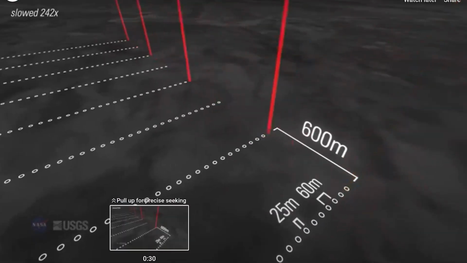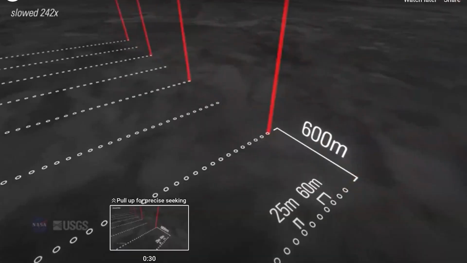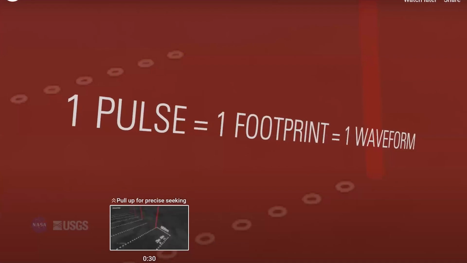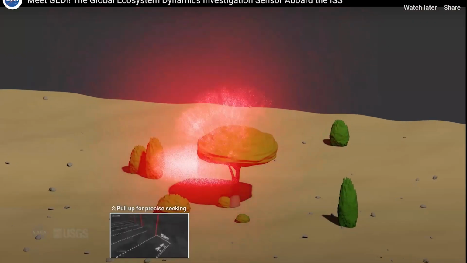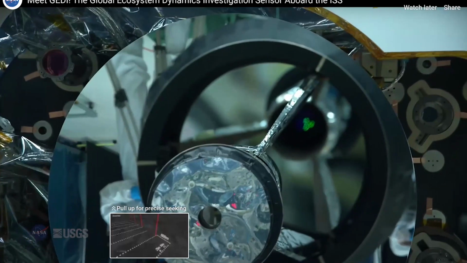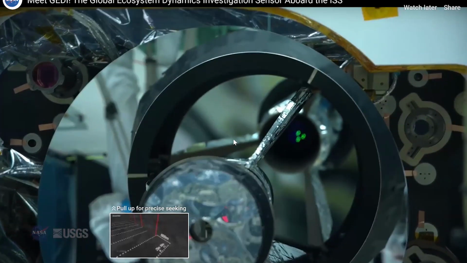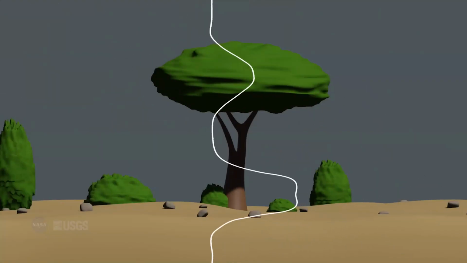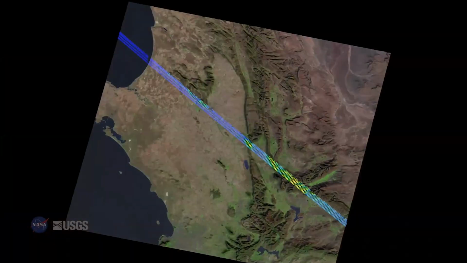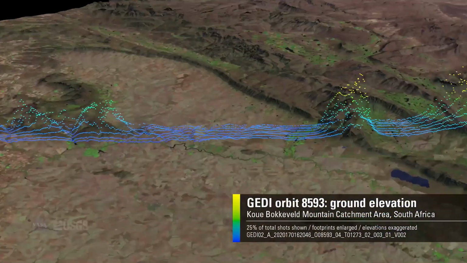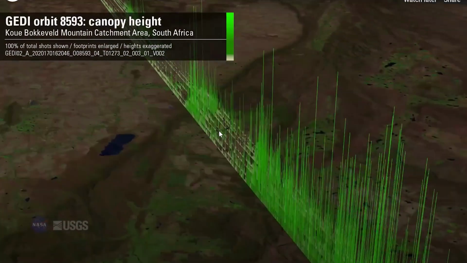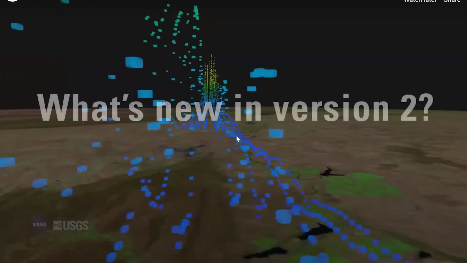Tracks 600 meters apart, with 25-meter footprints every 60 meters. That's 968 footprints per second. Laser energy traveling almost 300 million meters per second reflects off higher surfaces first, then lower surfaces shortly after. The tiny delay is detectable by GEDI's telescope sensor, which records the intensity of the reflection over time and uses the known speed of light with other variables to calculate a waveform documenting the reflective density of the footprint at various elevations, representing the surface below. Users can process these data into maps illustrating ground elevation, canopy height, and other surface characteristics. What's new in version 2?